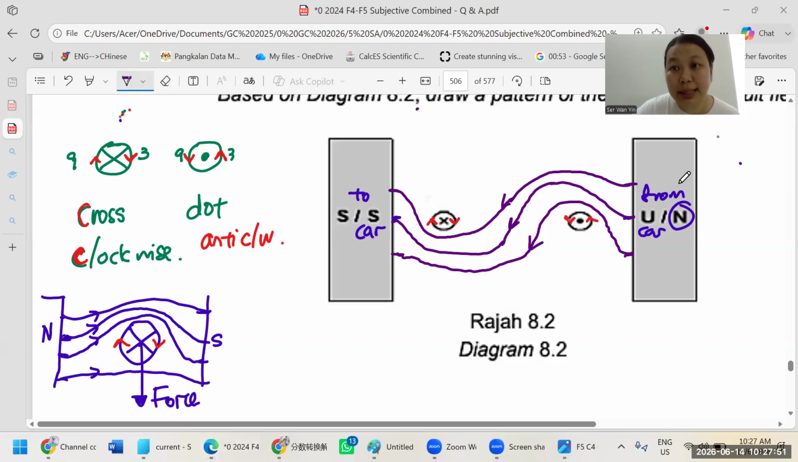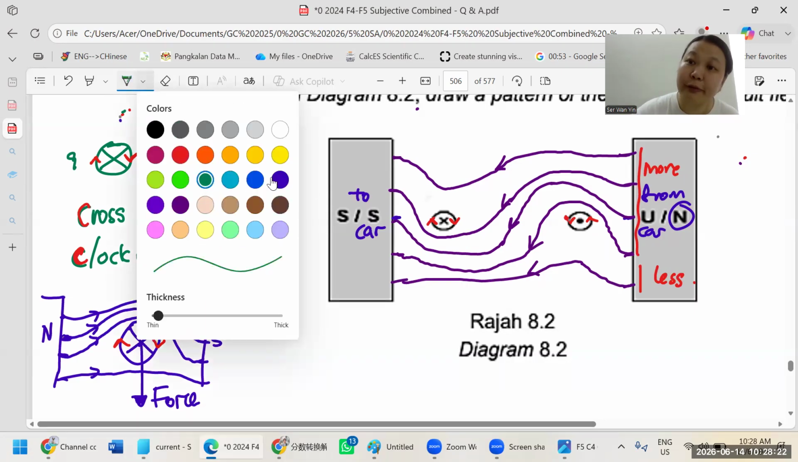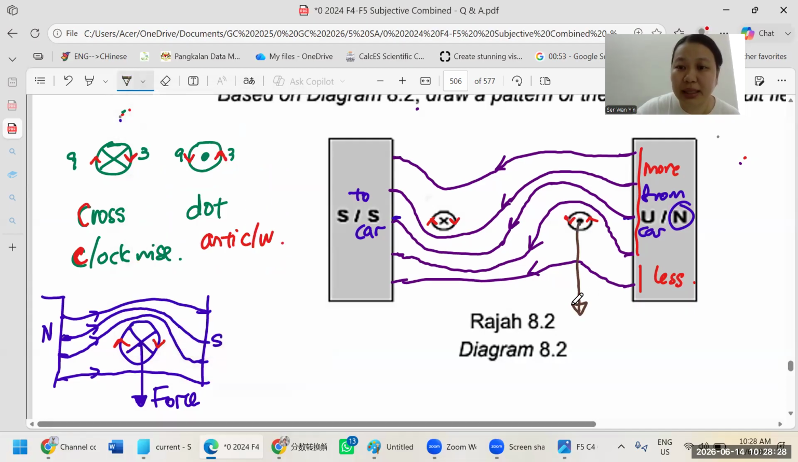Okay, then we add. So see, 5 lines is better. The center 3 first, then we add 2 at the side. Then this one goes up, down, comes back. This one follows up, down, comes back. Can you see that? So you can see here got more lines, here got fewer lines. So there will be a catapult field, so the catapult force goes down. The force goes down.